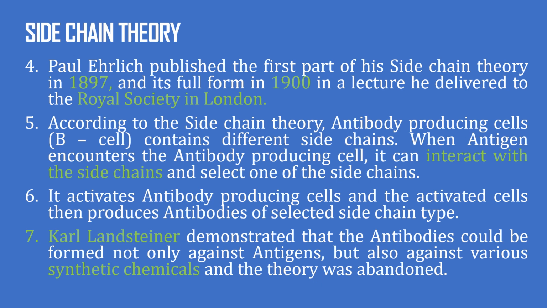According to the side chain theory, antibody producing cells, which are B cells, contain different side chains. When an antigen encounters the antibody producing cells, it can interact with and select one of the side chains. It activates the antibody producing cell, and the activated cell then produces antibodies of the selected side chain type.